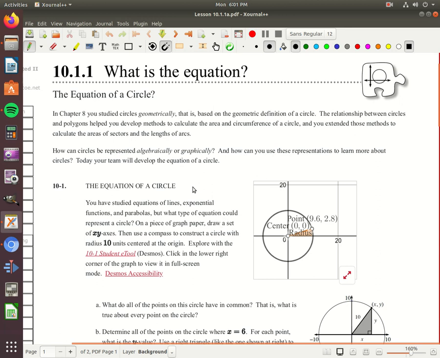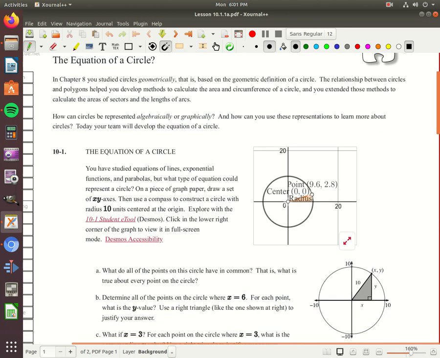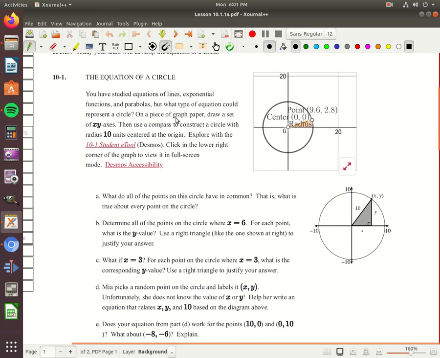Today, your team will develop the equation of a circle. You have studied equations of lines, exponential functions, and parabolas, but what type of equation could represent a circle? On a piece of paper, draw the set of xy axes, then use a compass to construct a circle with a radius of 10, centered at the origin. Explore with the 10.1 student e-tool.